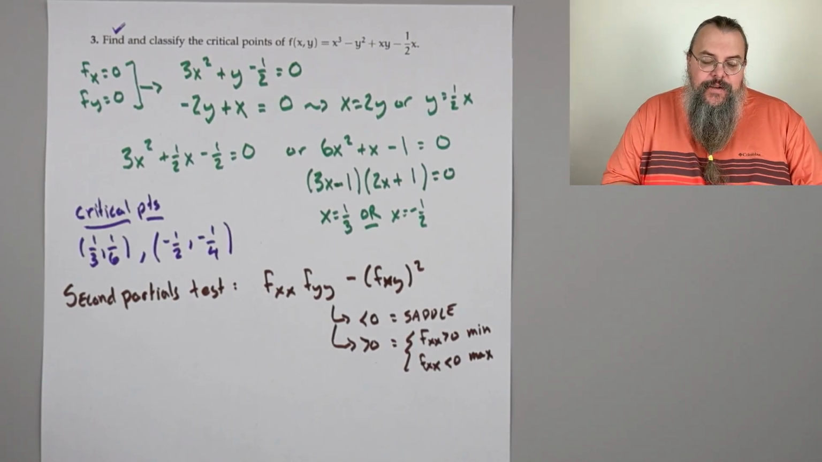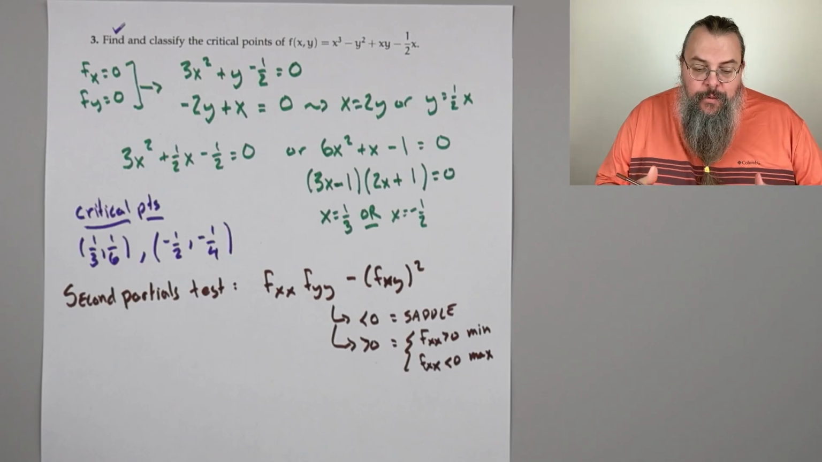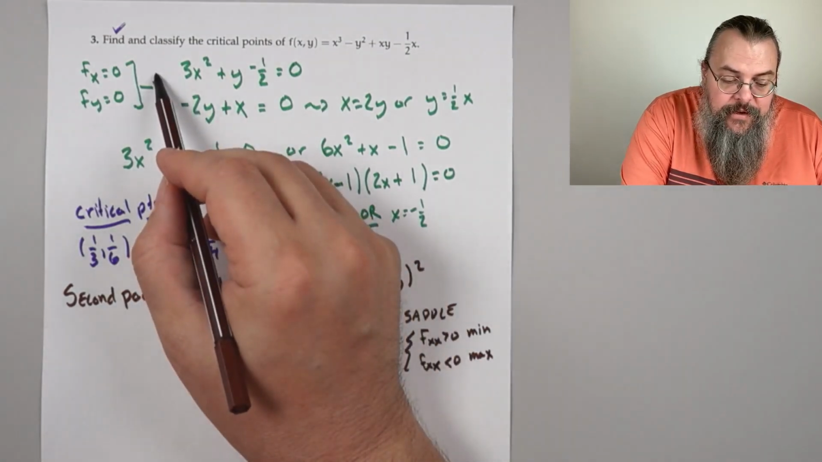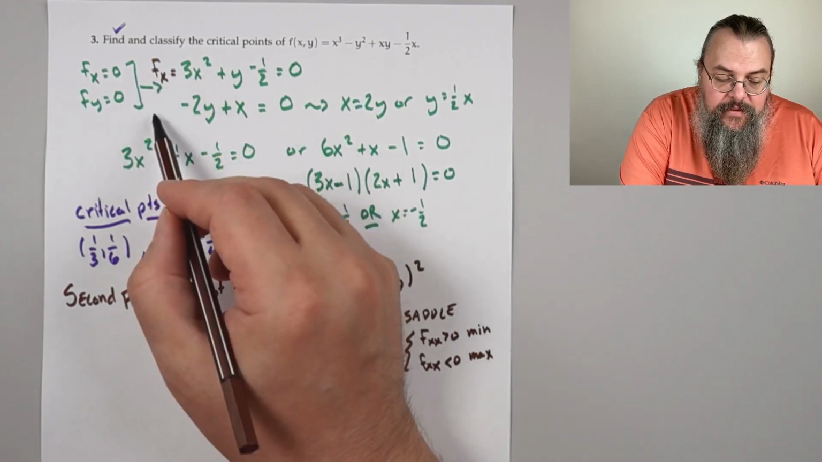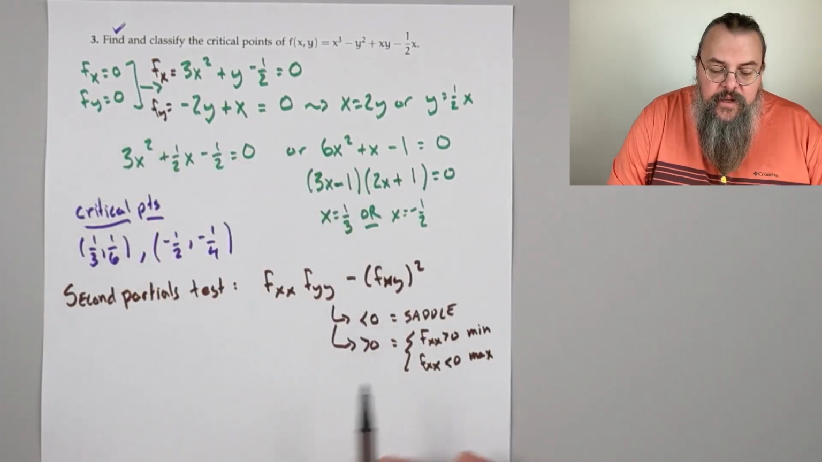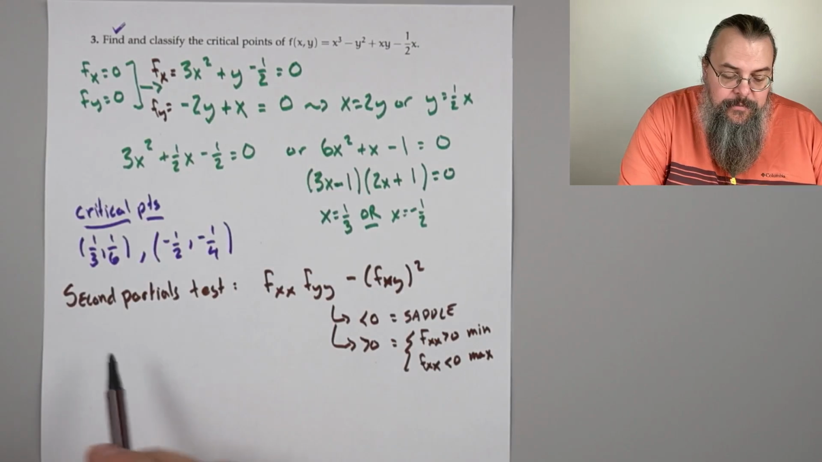But that's okay. Okay, so what do we need? Well, we need more derivatives. So we didn't write it down, but this was f_x, and this was f_y. So let's start getting to work here.